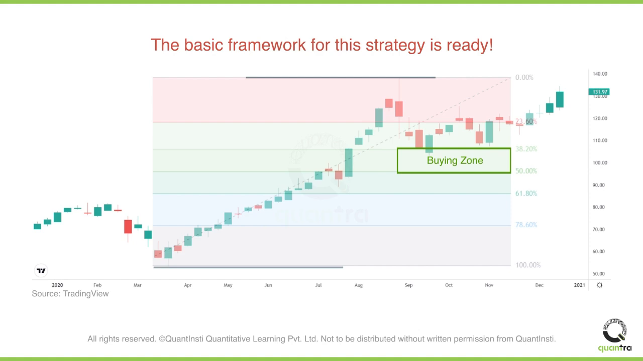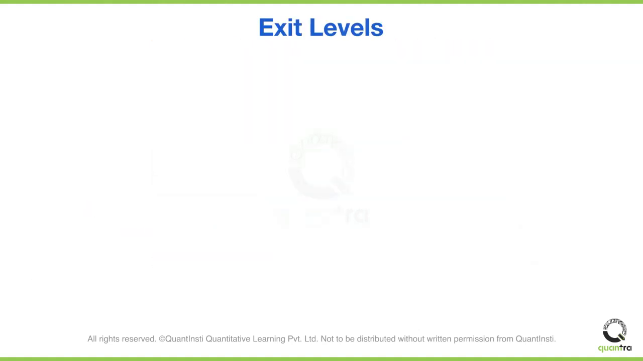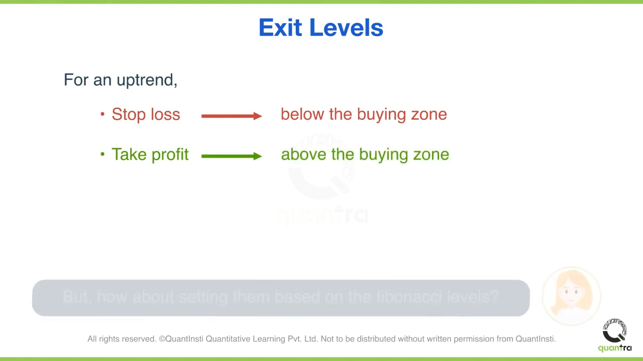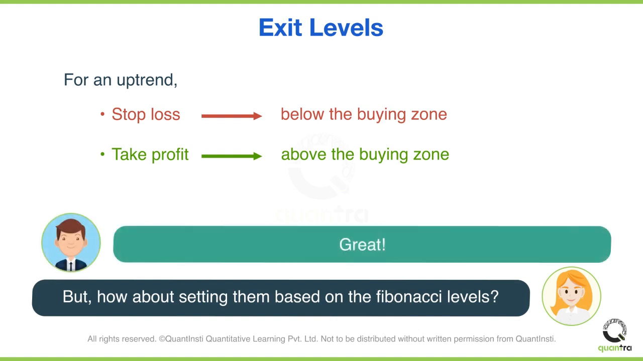So let us move on to determining the exit levels. That is the stop loss and take profit levels. For an uptrend, we can set the stop loss anywhere below the buying zone, and the take profit level can be set above the buying zone. But how about setting them based on the Fibonacci levels? That's a great idea as well.